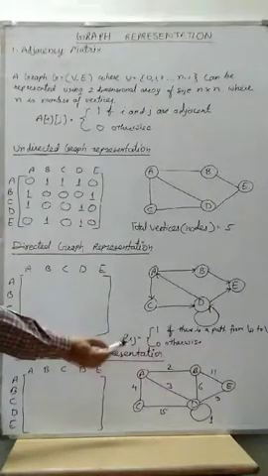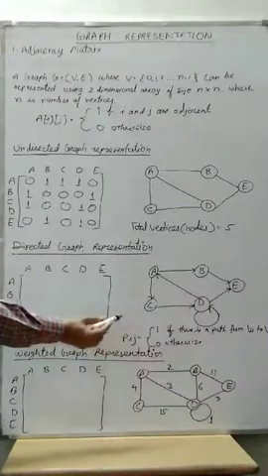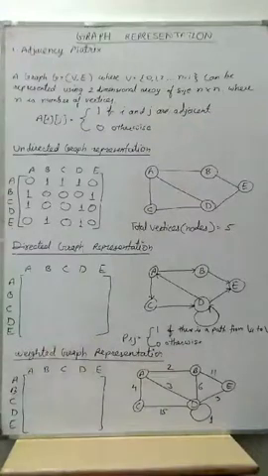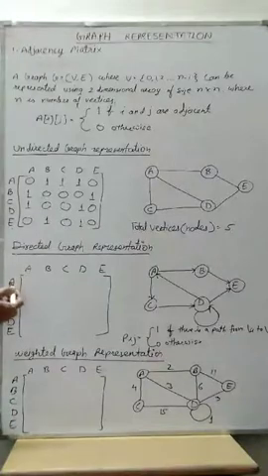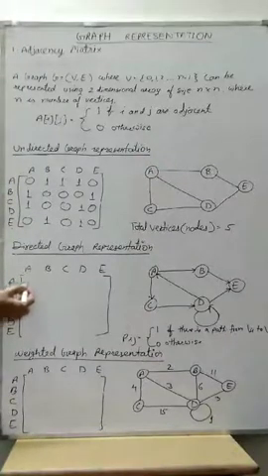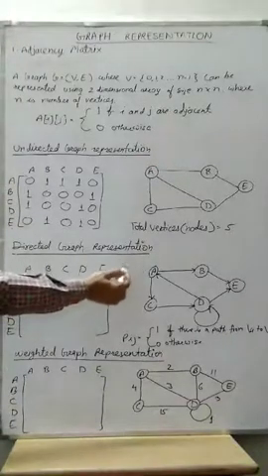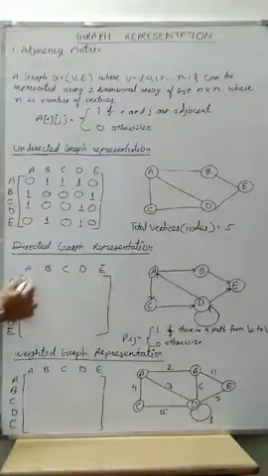Pij equals 1 if there is a path from Vi to Vj and 0 otherwise. So let's see. Is there a path from A to A? No.